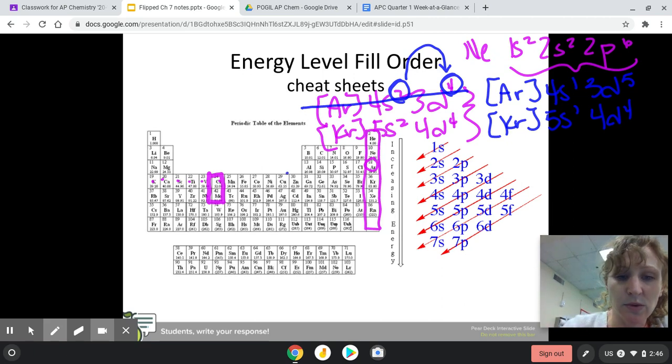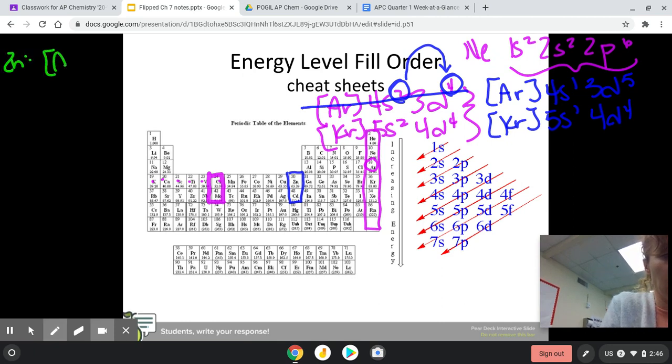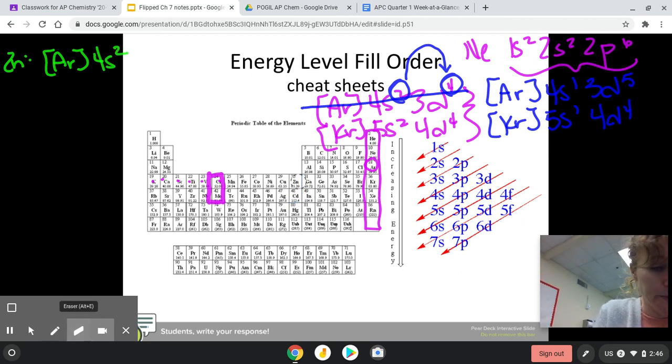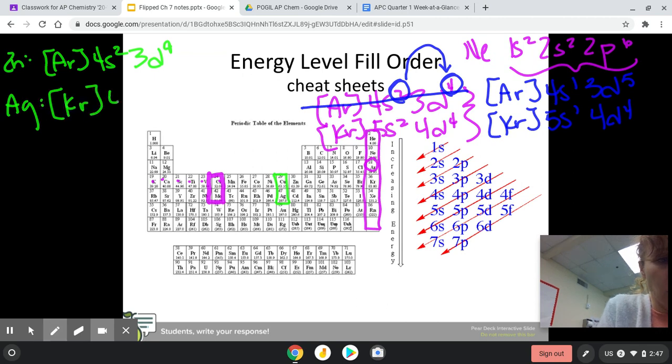The other exception happens with zinc and then cadmium over here. So let me write out their noble gas configurations. Zinc would be argon 4s2. Oh no, just kidding, not zinc and cadmium. Copper and silver. Those are the other two exceptions. Okay, 4s2, 3d9. And then silver is going to be Kr 5s2 4d9. Okay, there we go.